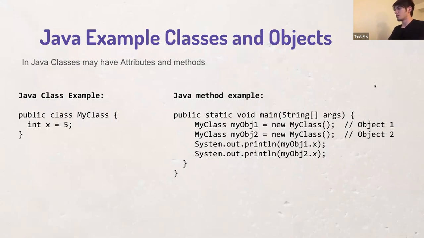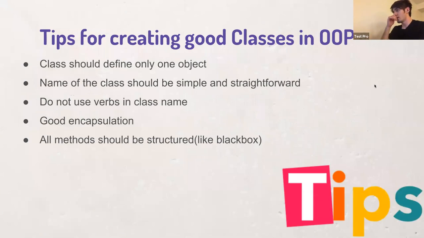All right, let's go next. And here are some small tips for creating good classes in OOP. So first of all, a class should define only one object.